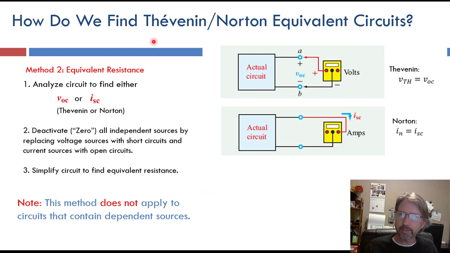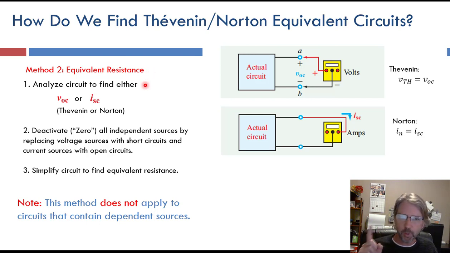So let's see how to find the Thevenin or Norton equivalent circuit. This is method 2 in the book. The book gives us 3 methods, and we're using method 2 as I think the simplest one and most commonly used. So we're going to start with that, and we'll look at the other ones for special cases coming up.